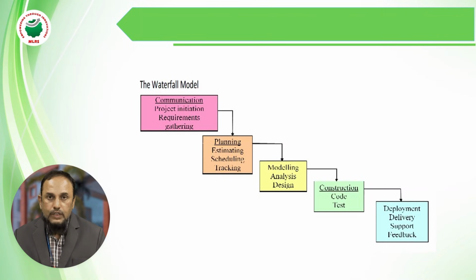We come to the third one, modeling. In the modeling, we are analyzing and designing the project, which is the software product. Afterwards, after analyzing and designing, we are constructing the software product, that is, implementing the project. We are doing the coding, which means writing the program, and we are testing the software product in the construction. Finally, we come to deployment.